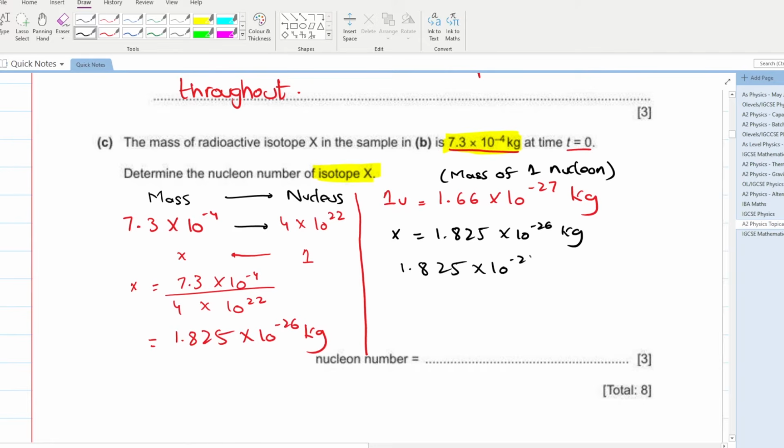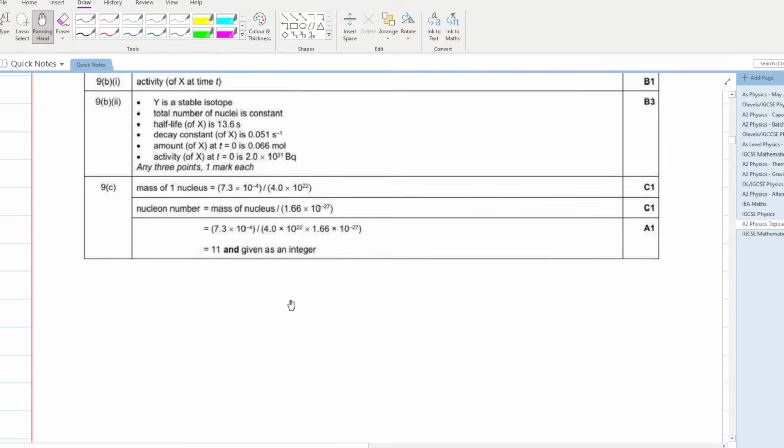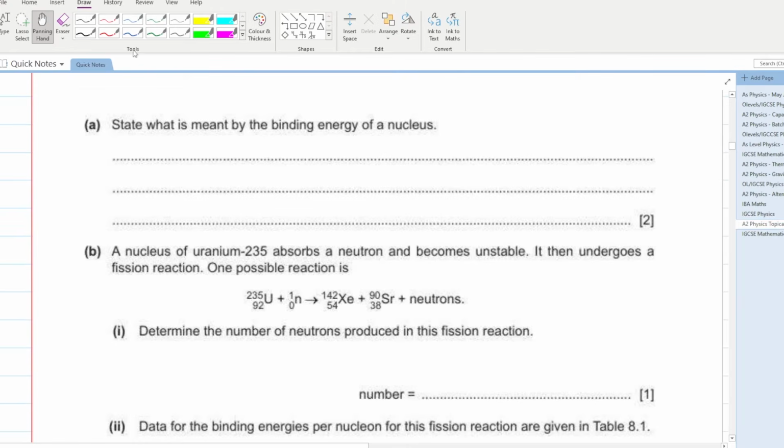1.825 into 10 raised to the power of minus 26 divided by 1.66 into 10 raised to the power of minus 27. Why have I done that? Because I knew my mass of nucleus, I divided it by the mass of one nucleon to calculate the number of nucleons in my nucleus. My answer comes out to be roughly 10.993, so this is roughly equal to 11 nucleons. So the nucleon number will be 11. Simple as that. The marking scheme also gives the same answer, so that's perfect. Let's move on to the next question.